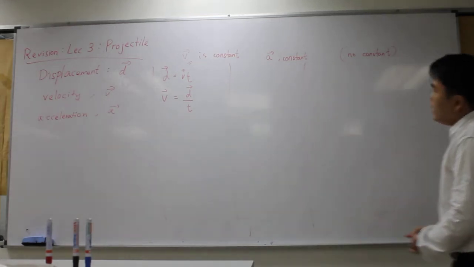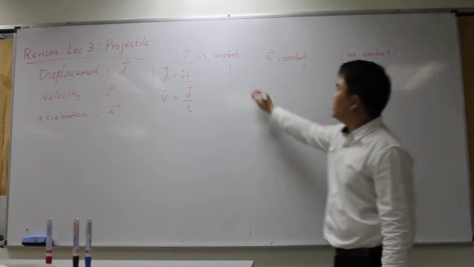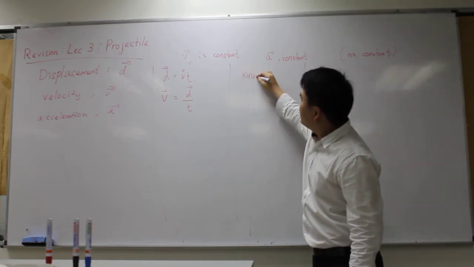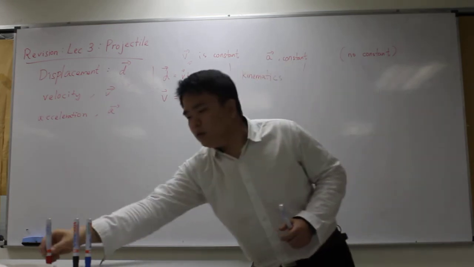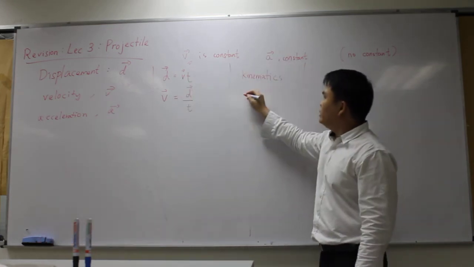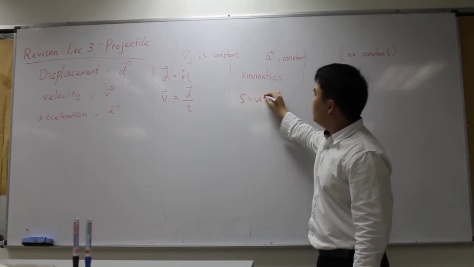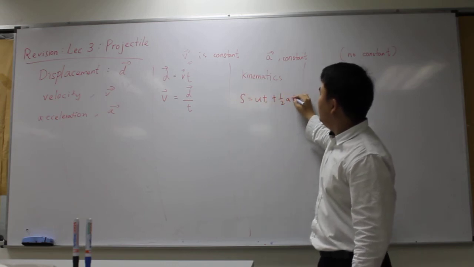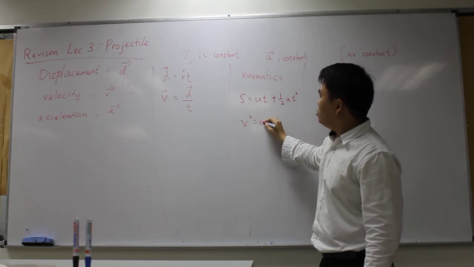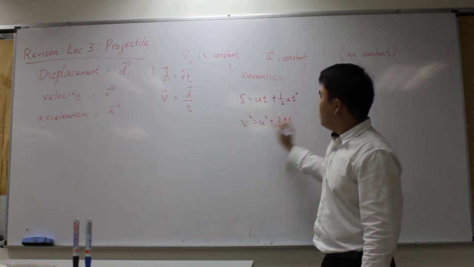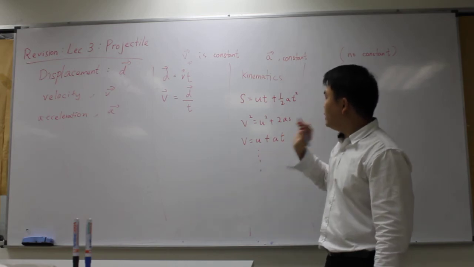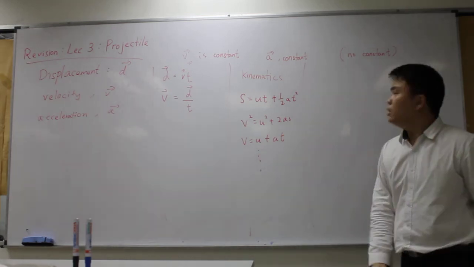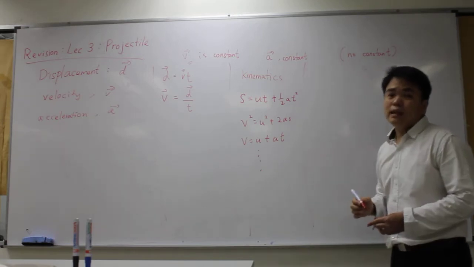On the other hand, if a is constant, you can use all those kinematic equations about the kinematic study. So the one we involve several equations such as s equal to ut plus half at squared, v squared equal to u squared plus 2as, v equal to u plus at, and so on. Basically, we have about 5 equations to support this kinematic study.